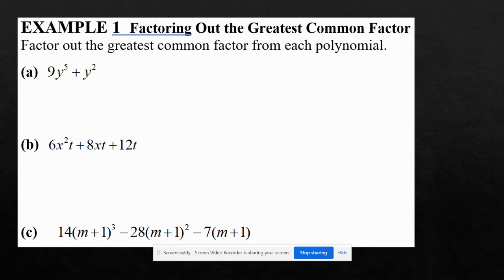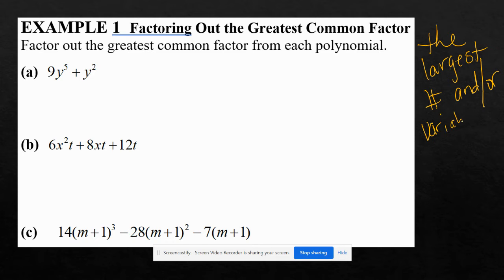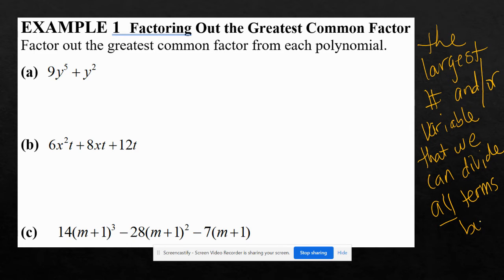All right, so we're going to start with greatest common factor. The greatest common factor is the largest number and/or variable that we can divide all terms by.